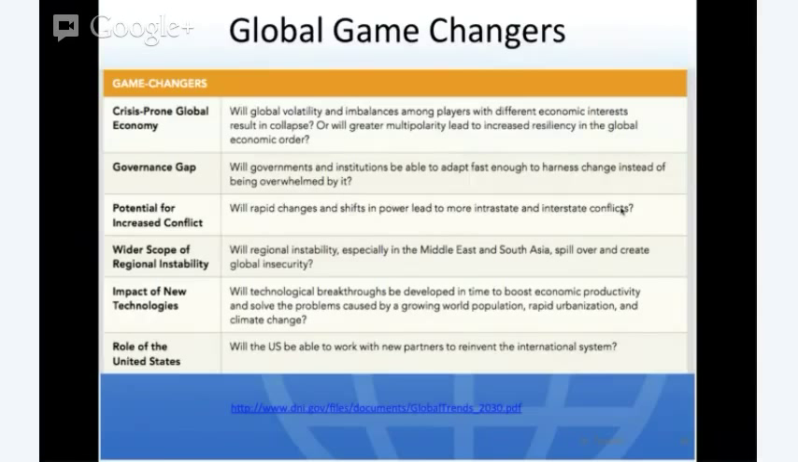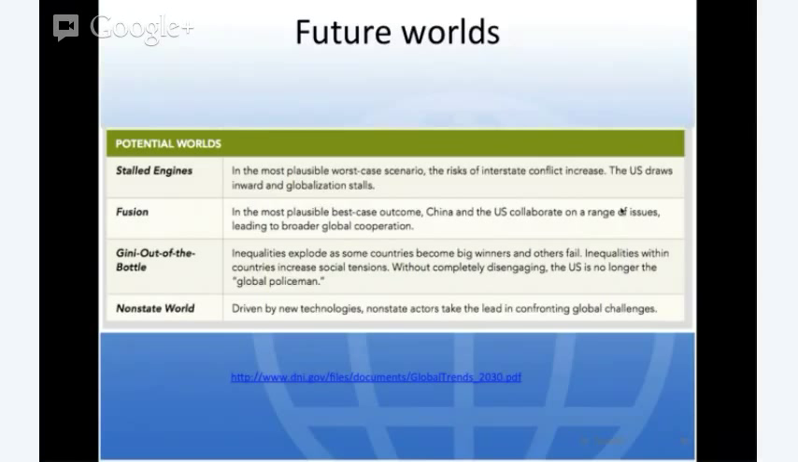And who are these game changers? That's part of the critical analysis. How do we understand these organizations not just in themselves, but really within their roles, relations, and partnerships in particular. So the future worlds are some of the results of those analyses. We could have a stalled engines scenario, where the U.S. draws inward and globalization stalls, or diffusion, particularly with the emerging China and the U.S. in leading roles, or the genie out of the bottle with increasing inequality, or the non-state world driven by new technology and non-state actors.